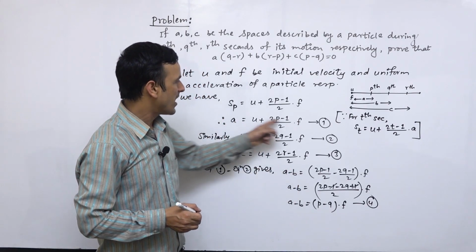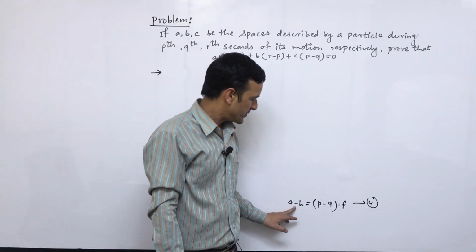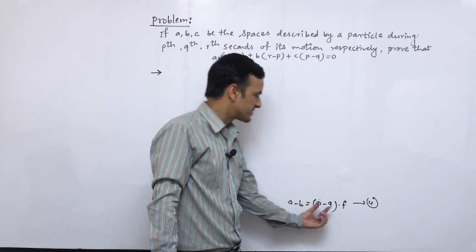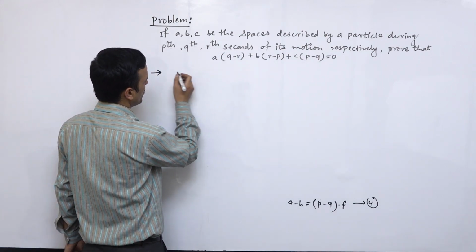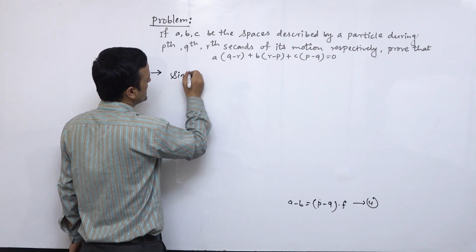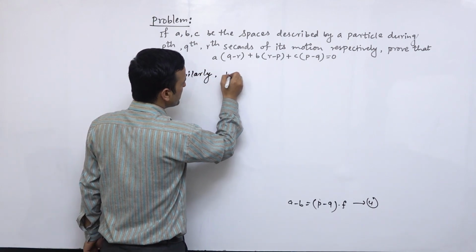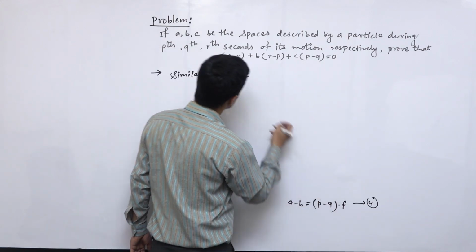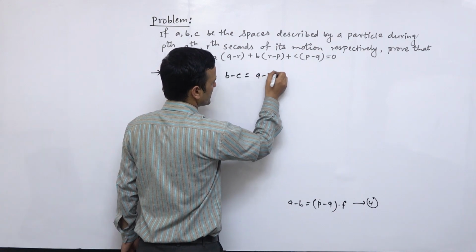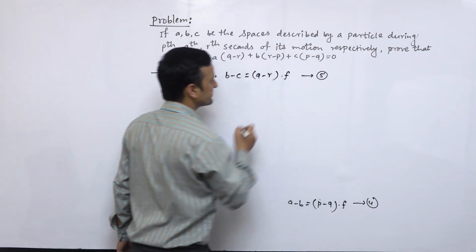So solving 1 and 2, finally we get such a term. So here, if equation 1 minus equation 2 gives this one, similarly 2 minus 3 gives this one. So we can write down similarly b minus c is equal to what? AB is PQ here, and BC is QR here, so it is q minus r times f. So this is equation 5.